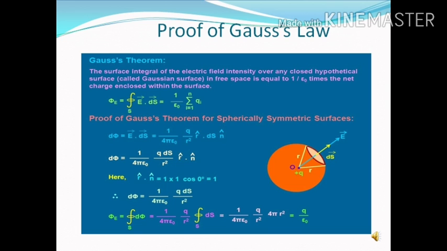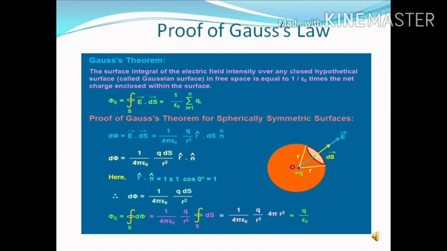Now the Gaussian surface is divided into an infinite number of infinitesimally small surface elements, and the flux coming out from a small surface element is d phi equals E dot dS, that is equal to 1 upon 4 pi epsilon naught Q by r square r cap dot dS n cap. Therefore d phi becomes 1 upon 4 pi epsilon naught Q dS upon r square r cap dot n cap. Here r cap dot n cap will be 1 into 1 into cos 0, that is 1. Therefore d phi becomes 1 upon 4 pi epsilon naught Q dS upon r square.